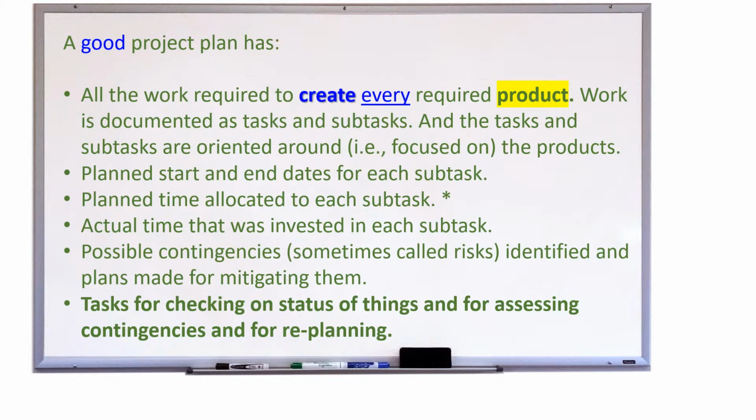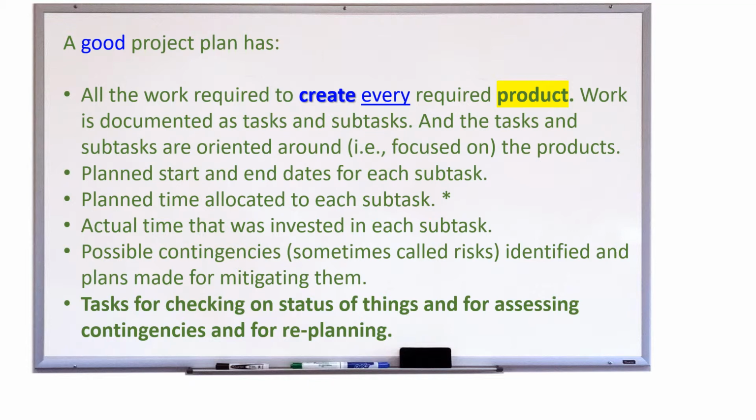Now we are documenting the plan start and end dates for each subtask, but we're not orienting the plan around a calendar of time. The tasks and the subtasks are oriented around, or focused on, the products. So you're identifying the planned time that you're allocating to each subtask. You're not thinking, oh, how long does this subtask take me? You're thinking, how much time do I have to invest in each of these subtasks in order to produce the product at the quality level that the client expects?